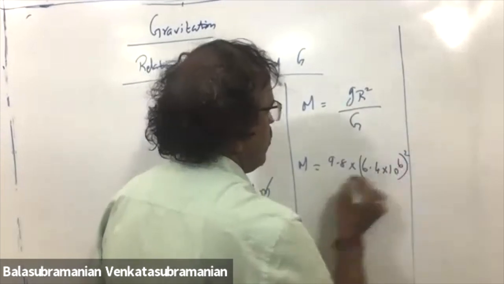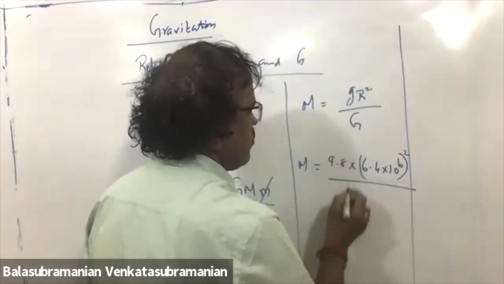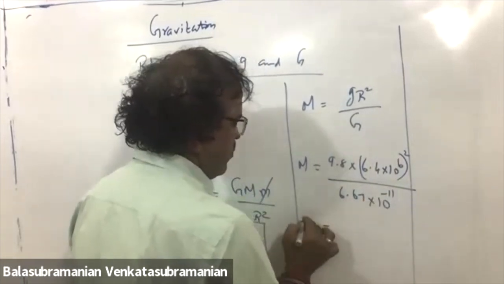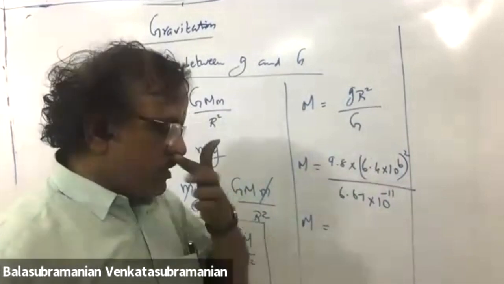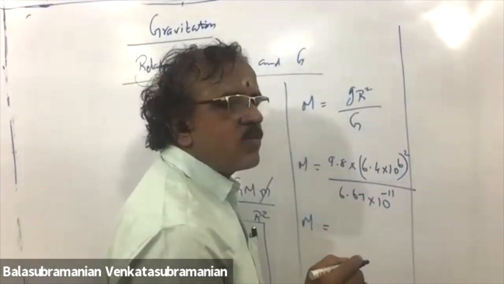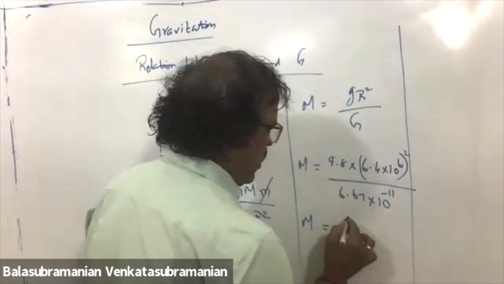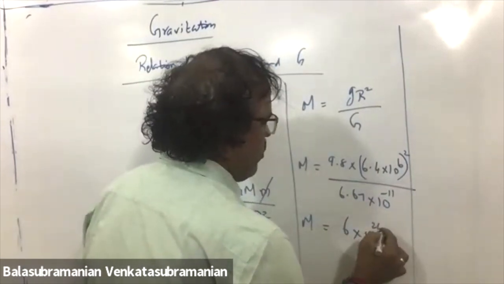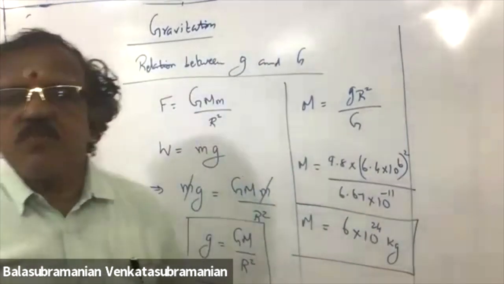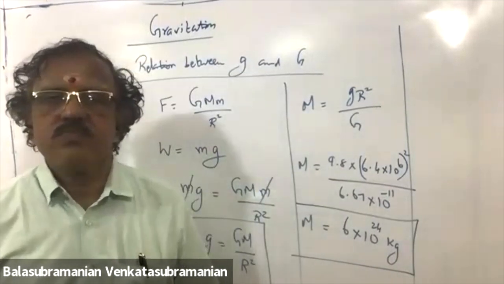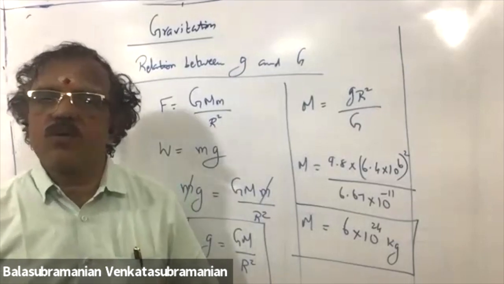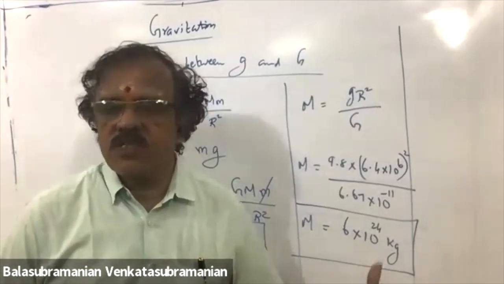R square by capital G, 6.67 into 10 power minus 11. Substitute, simplify it. 5.98 into 10 power 24, nearly 6 into 10 power 24 kilogram. This is the mass of the earth. Huge, huge value, 10 power 24 kilogram, the mass of the earth.